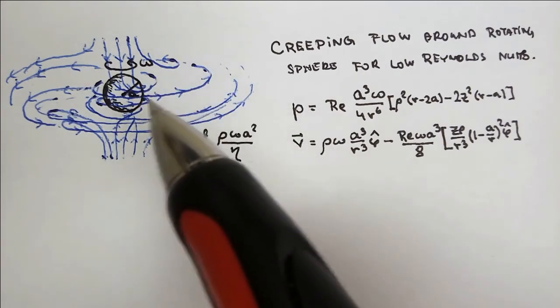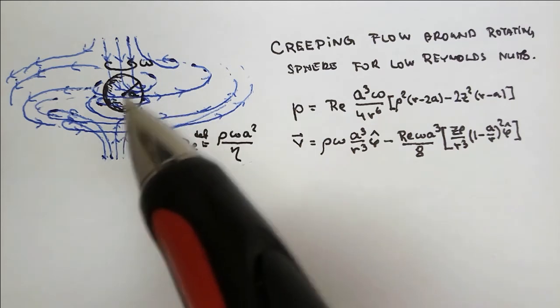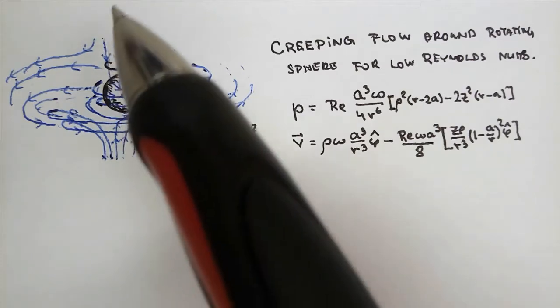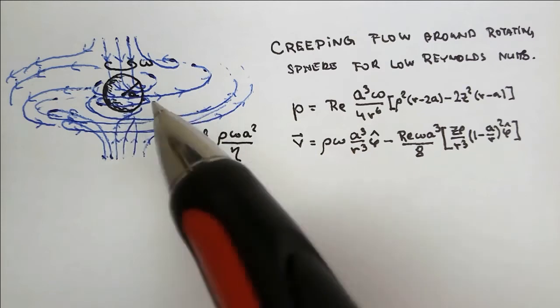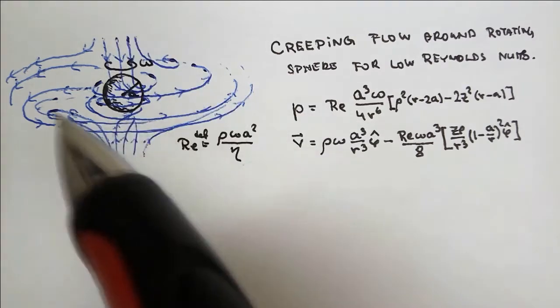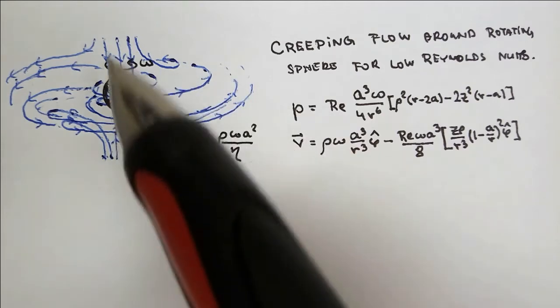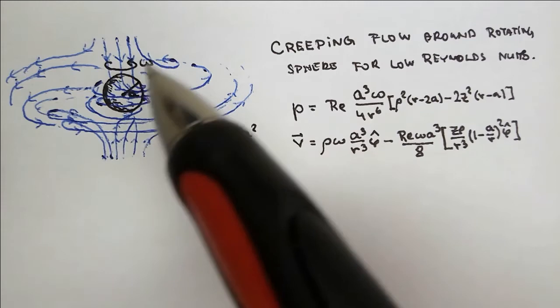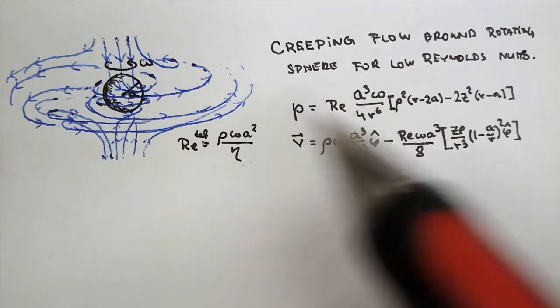But from the conservation of mass, the fluid which goes out must come in, so from the poles there is additional fluid pumping into the system, and it's like a black hole, but the other way, the opposite way, time reversed. So this is the creeping flow around a rotating sphere, and we will derive the equations.